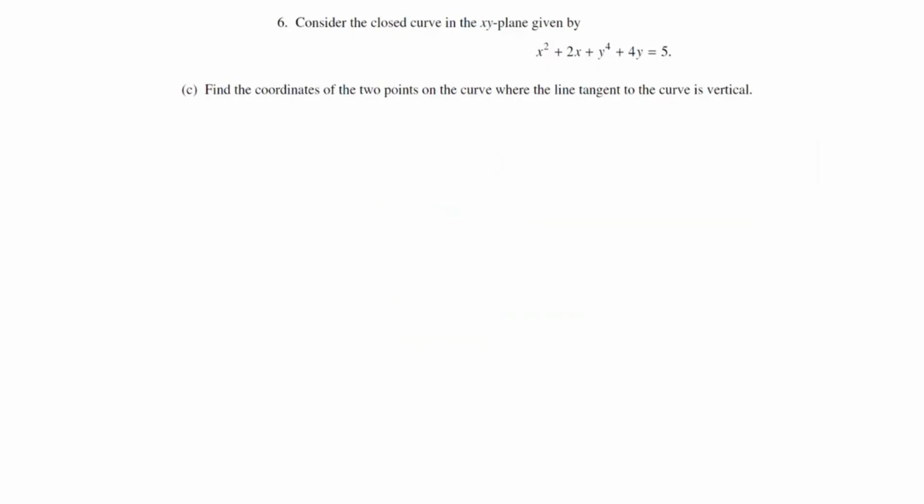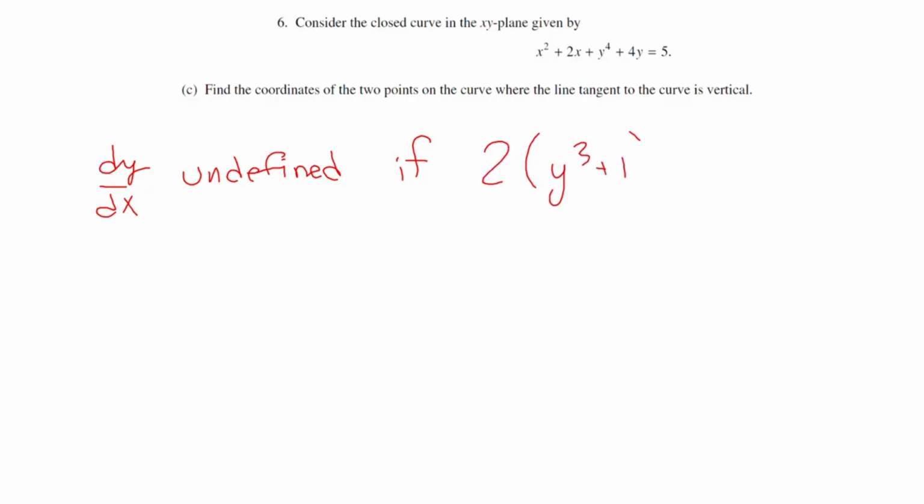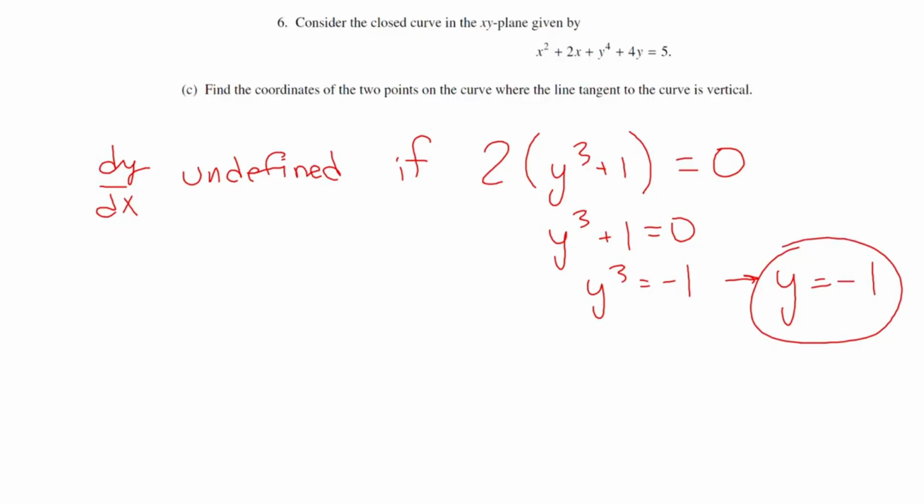In part C, we're looking for the coordinates of the 2 points when the tangent to the curve is vertical. So we want dy/dx to be undefined, and that happens when its denominator is equal to 0. Right, and so our denominator was 2 times y cubed plus 1. So we want, when does that equal 0? So that'd be when y cubed plus 1 equals 0, or when y cubed is negative 1, which means that y must be negative 1. So we're looking for the 2 points on the curve when y is equal to -1.